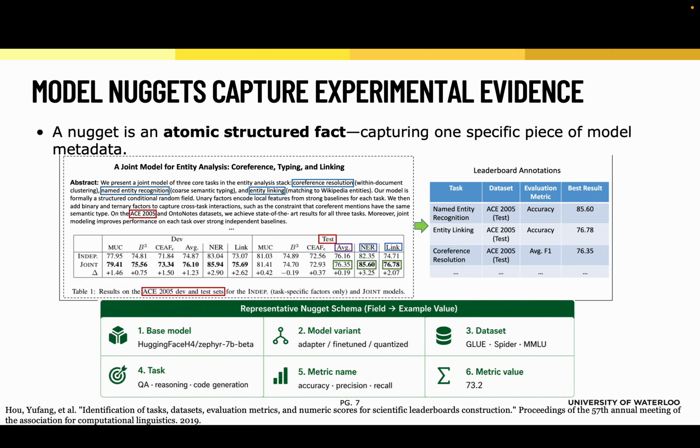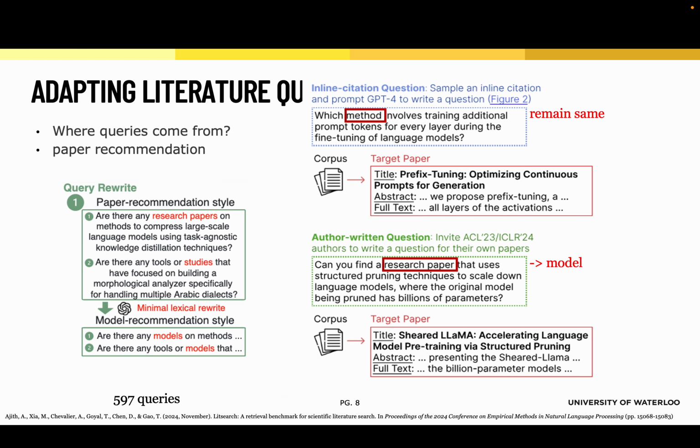Next, we define what a nugget means in model search. Each model nugget consists of a task, a dataset, a metric, and a reported numerical result extracted from benchmark tables. We further include two Hugging Face-specific attributes, the base model and the model variant, such as fine-tuned, quantized, adapted, or merged models. For evaluation queries, we adapt an existing paper recommendation benchmark by replacing research paper keywords with keyword AI models. This provides realistic model search queries while preserving the original evaluation protocol.